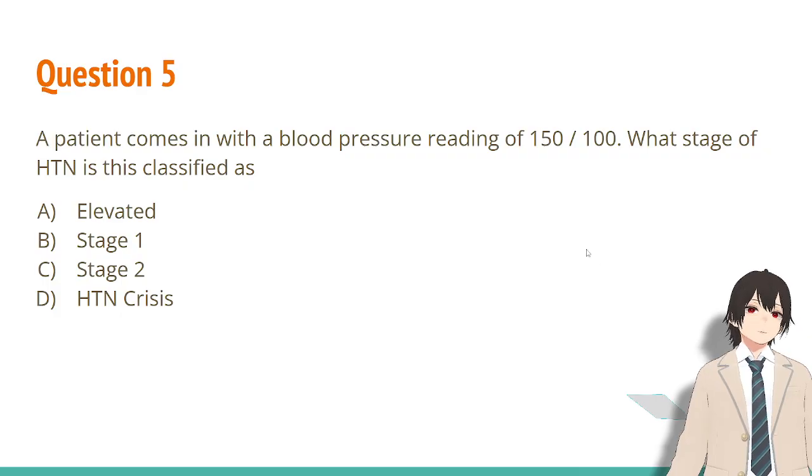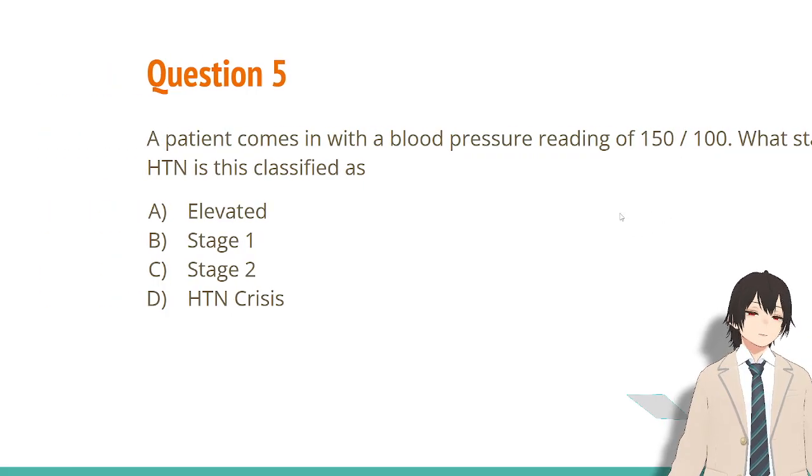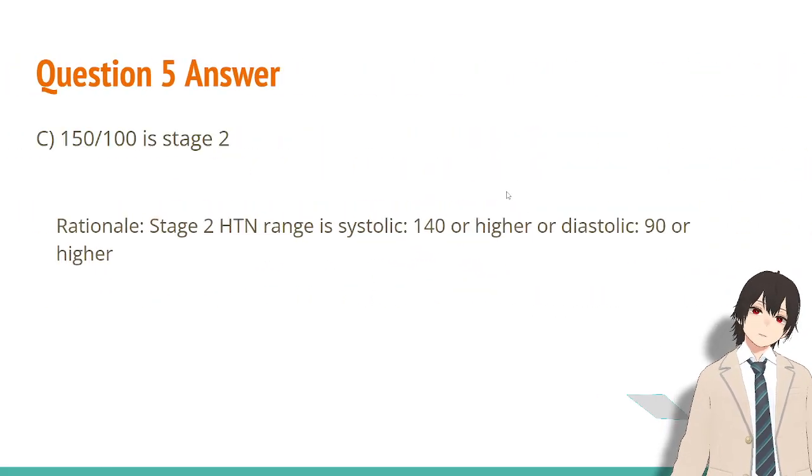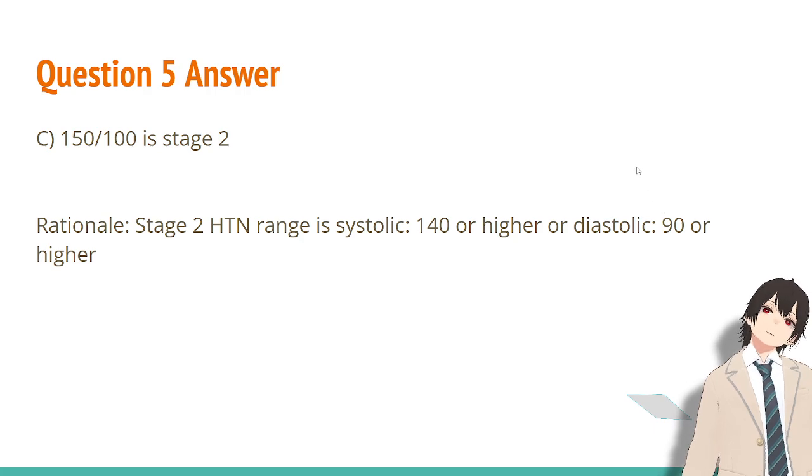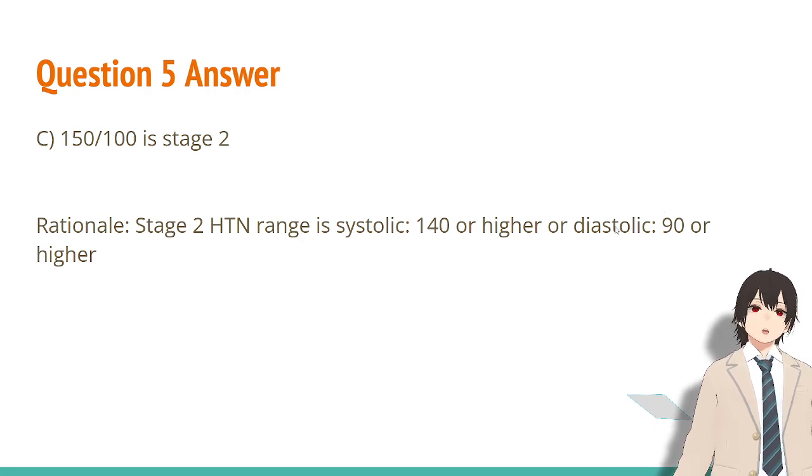I'll show you the answer in 3, 2, 1, answer time. 150 over 100 is stage 2. The systolic is 140 or greater, and diastolic is 90 or higher. And remember, it's and or. It does not need to be systolic, like, it could be at both. The diastolic high and the systolic is high, okay?